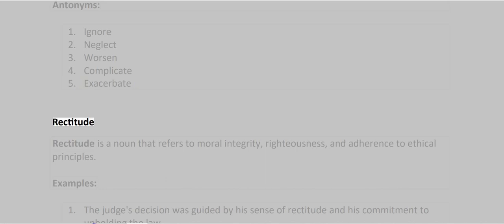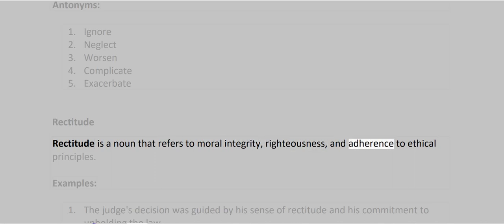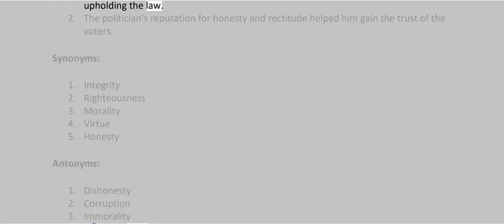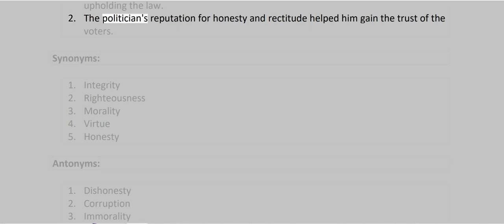Rectitude. Rectitude is a noun that refers to moral integrity, righteousness, and adherence to ethical principles. Examples. 1. The judge's decision was guided by his sense of rectitude and his commitment to upholding the law. 2. The politician's reputation for honesty and rectitude helped him gain the trust of the voters.